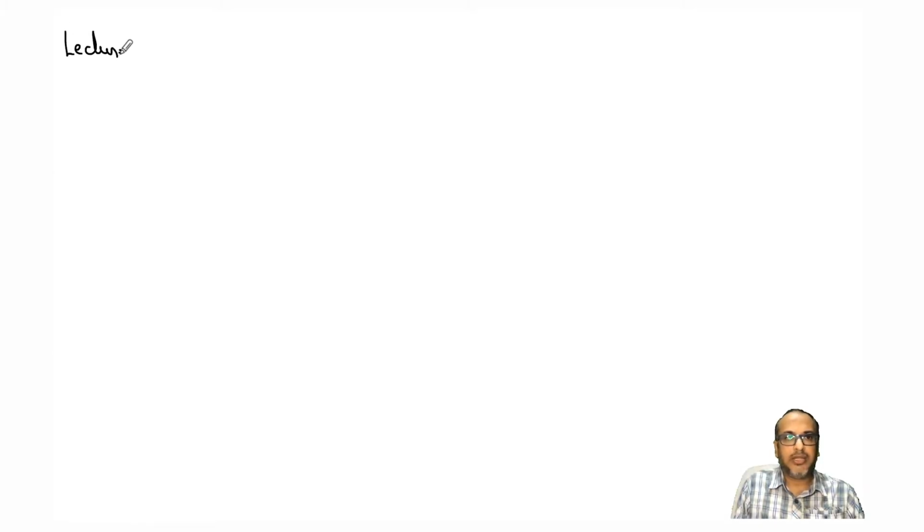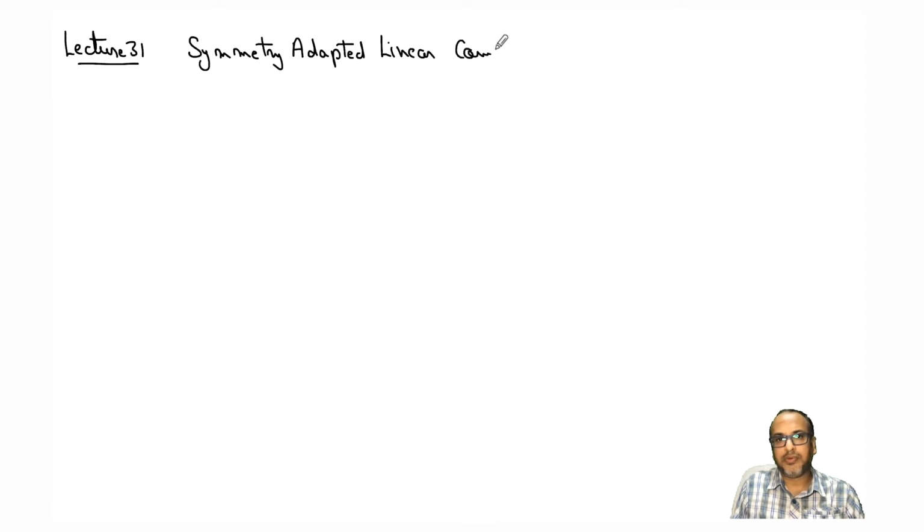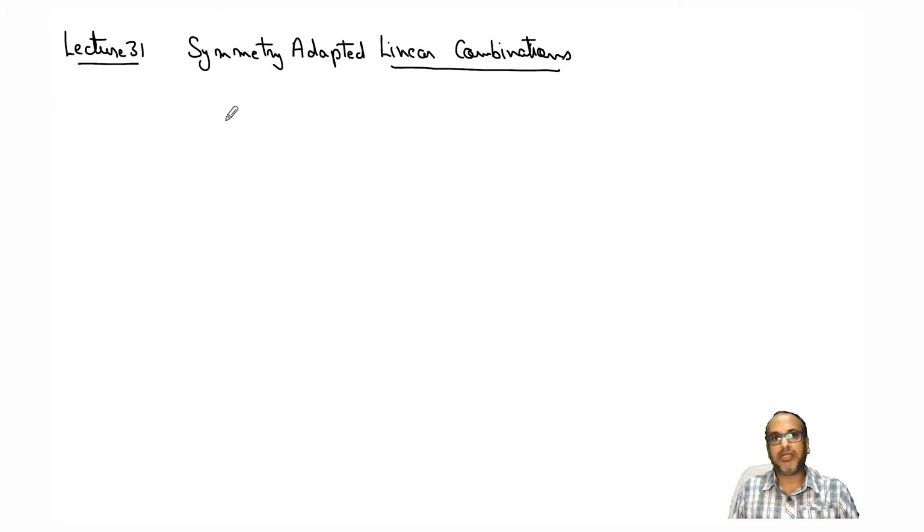Welcome back. In this lecture, we will be discussing something called symmetry adapted linear combinations. So let us first try to understand the term: what are symmetry adapted linear combinations? Linear combinations are, we know, sums of various things. Linear combinations can be sums of different functions.